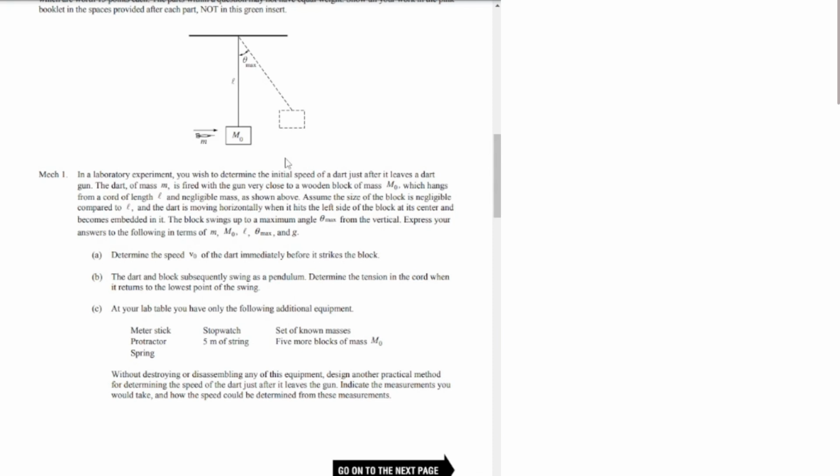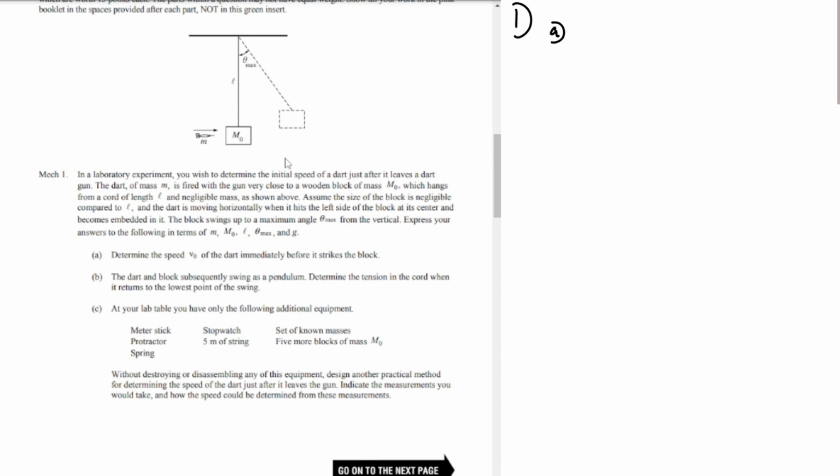Okay, so question 1a. Determine the speed v naught of the dart immediately before it strikes the block.